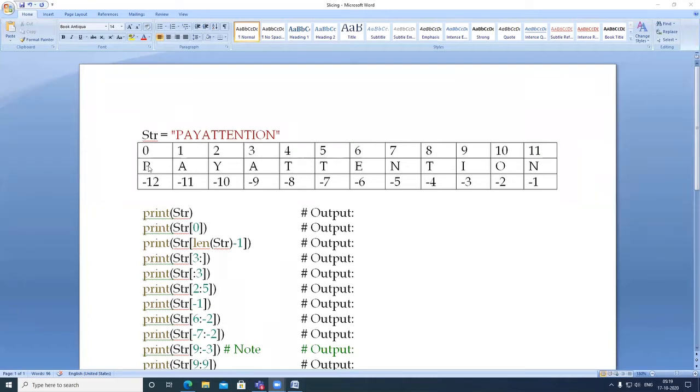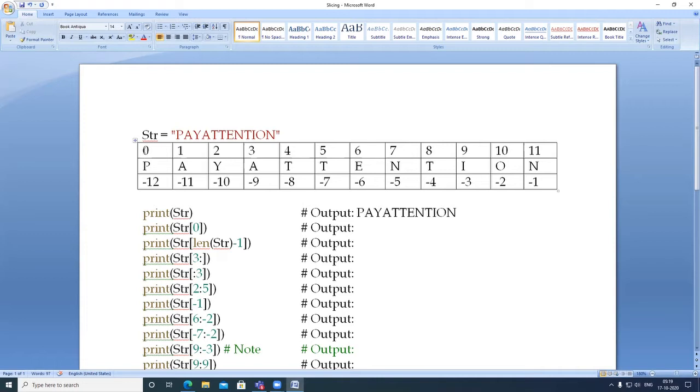See here, I have taken str equal to "pay attention". Let us move on to the first print statement. I am trying to print the variable itself. The variable only holds the whole string, namely "pay attention". So my output would be "pay attention". This will be my output for print str.